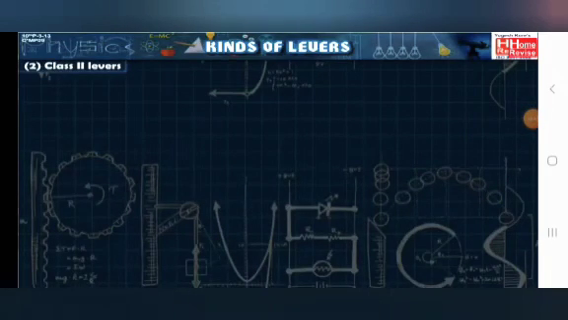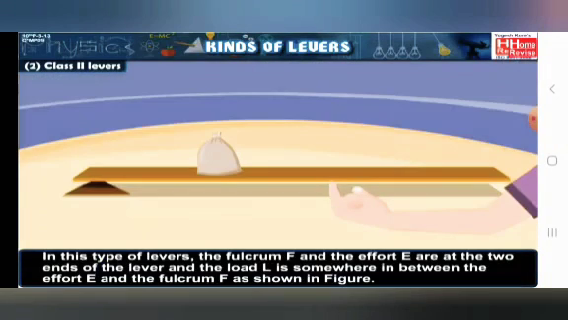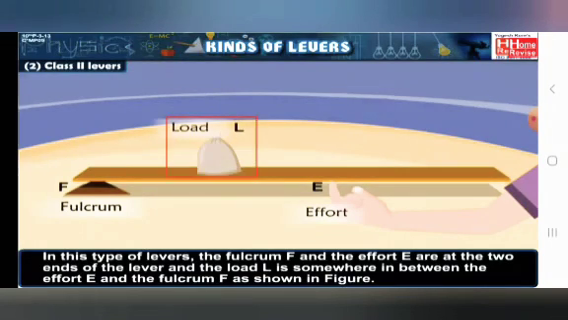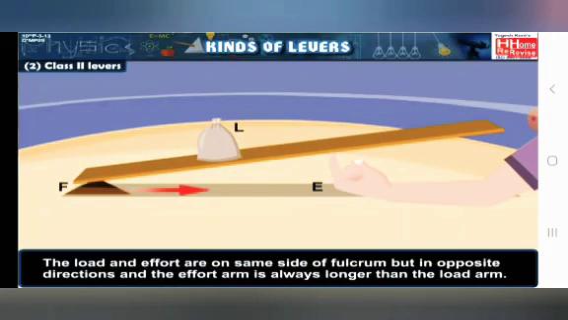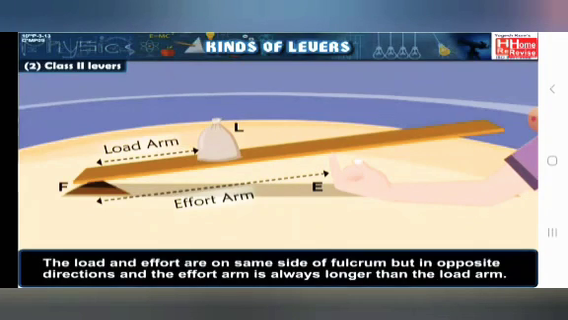2. Class second levers. In this type of levers, the fulcrum F and the effort E are at the two ends of the lever and the load L is somewhere in between the effort E and the fulcrum F, as shown in figure. The load and effort are on the same side of the fulcrum but in opposite directions, and the effort arm is always longer than the load arm.